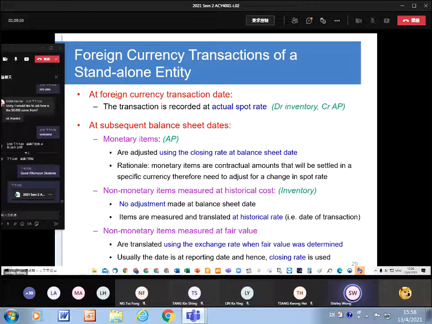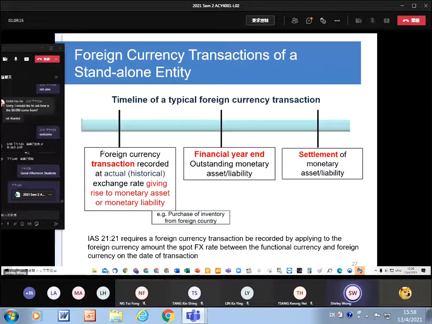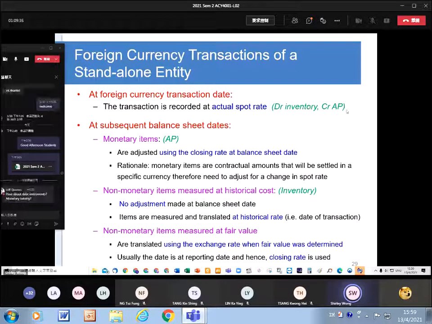It says that when a foreign currency transaction happens, in this diagram, you purchase inventory from a foreign country, then what should you do? You will debit inventory and credit AP on that date using the actual spot rate. This actual spot rate has another name called historical rate. You can call it actual rate or you can call it historical rate, right? When there is a transaction, you debit inventory, credit AP. As time passes by, now is year-end day, and this monetary liability has not yet been settled.